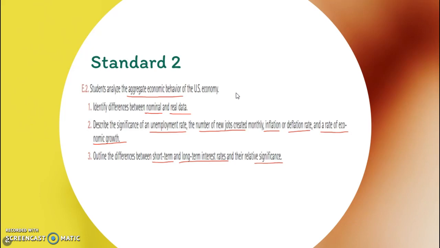So you're doing that. You're looking at nominal and real data, nominal and real GDP, for example. Then you're looking at employment rates, number of new jobs created, inflation, deflation, economic growth, and then short-term and long-term interest rates and their relative significance. I'm not going to go into each and every one of those, but again, the big idea here is all about knock-on effects and understanding that there are going to be several steps to take whenever you're reasoning through those. So that's kind of the major idea.